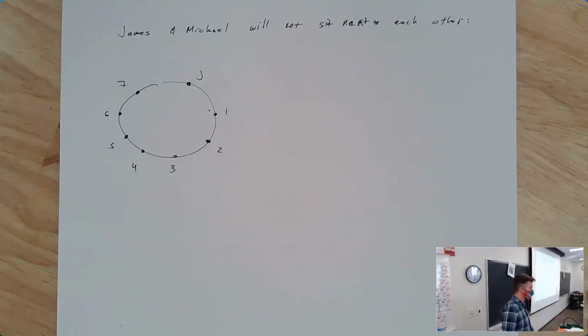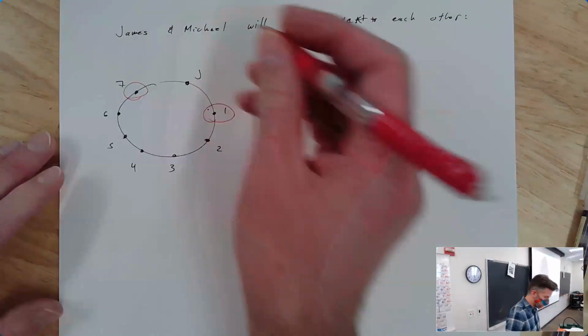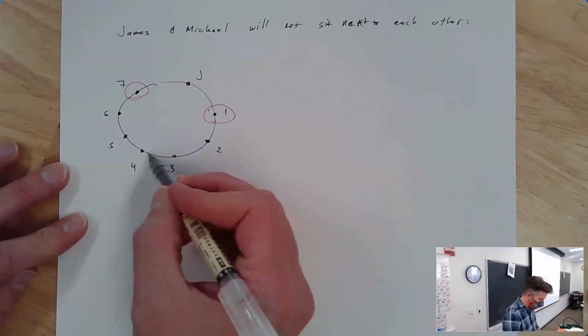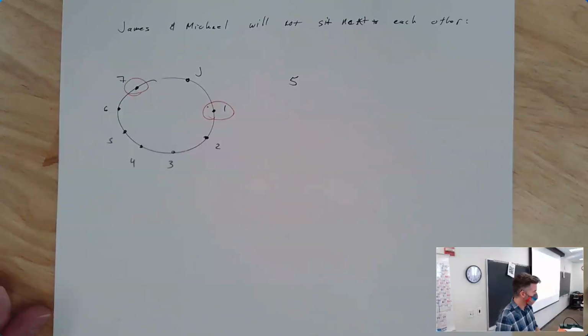Show me on your fingers. You only need 1 hand. You do need all the fingers under 1 hand, though. He has 5 choices, right? Because he's not going to sit here next to his older brother or here next to his older brother. He's going to sit in one of those 5 spots there. So there are 5 choices for Michael.